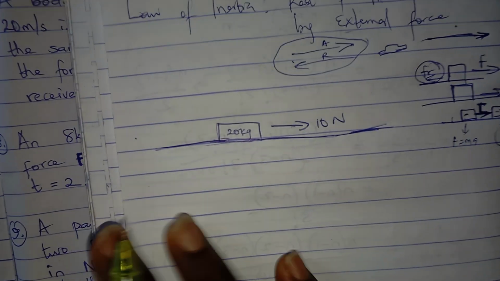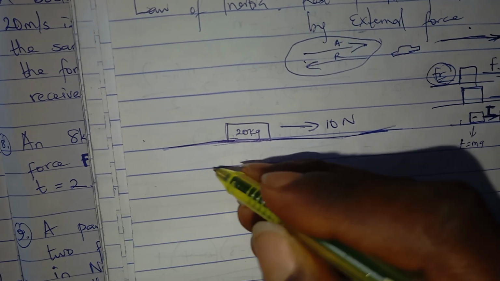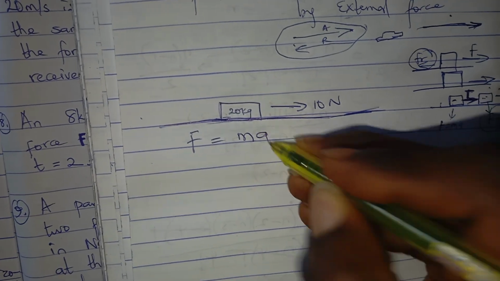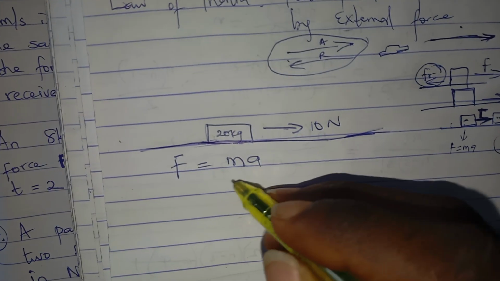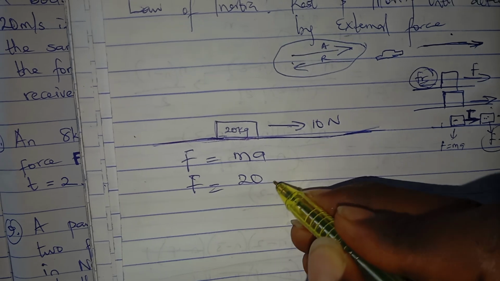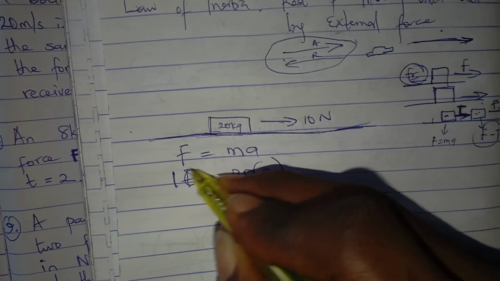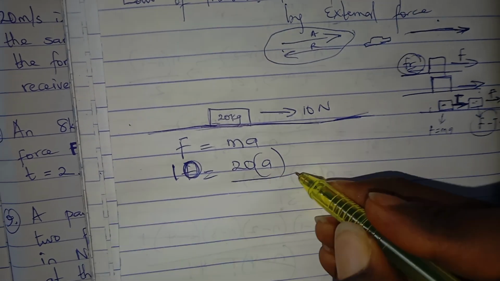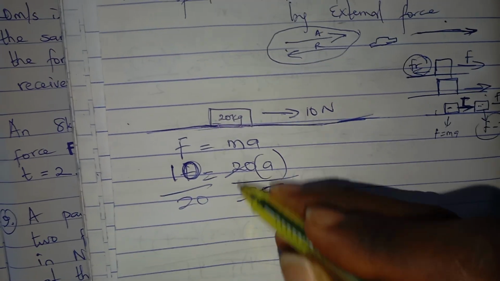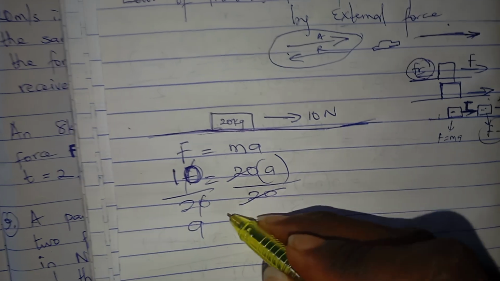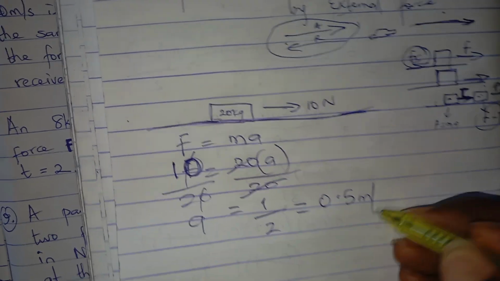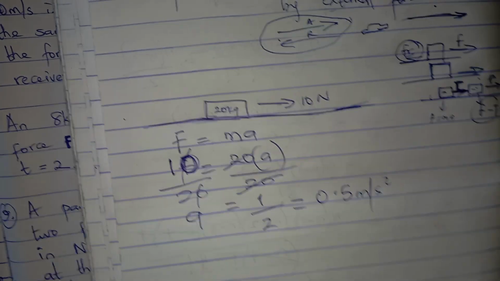So let's try to solve this question. Since it's just one body on a frictionless floor, F equals ma, the mass times the acceleration the body would take. F is 10, the mass is 20, and a is what we want. Divide both sides by the coefficient of a, so that 20 cancels 20. a equals 1 over 2, which is 0.5 meters per second squared. Thank you very much. Don't mention.